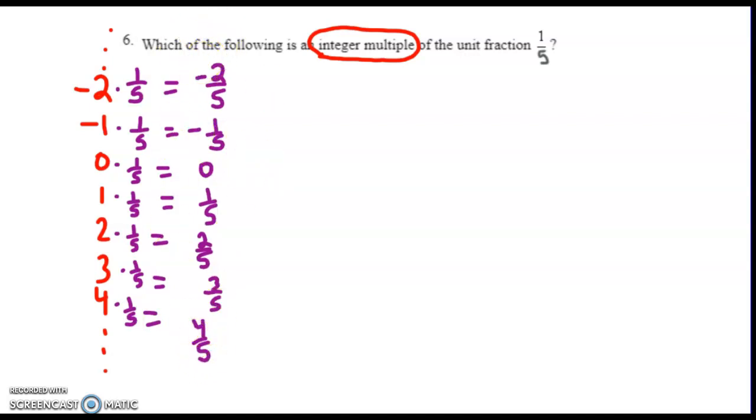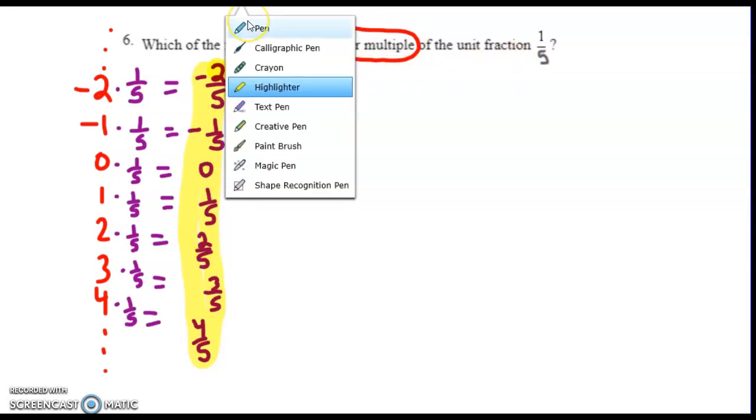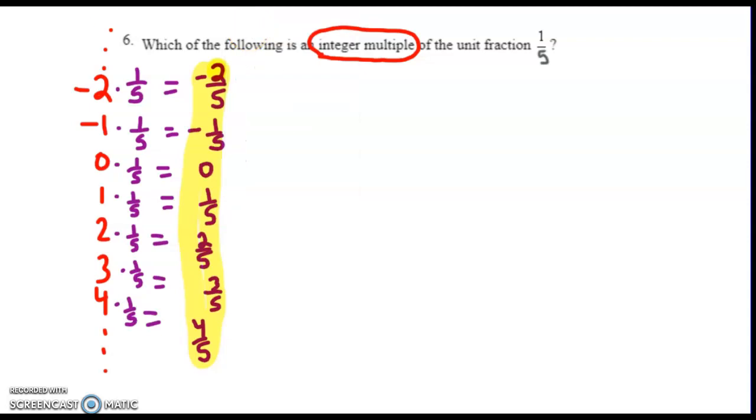You can keep going as long as you need, but what you're trying to do if it's multiple choice is you're just trying to multiply by integers and see if any of your answers match. So all of these could be an answer for which one is an integer multiple of the unit fraction. And I just want to be clear, if we're doing integer multiples, you're going to take your original fraction and multiply it by integers. Make sure you are not multiplying it by other fractions. Integers just have to be positive or negative whole numbers.